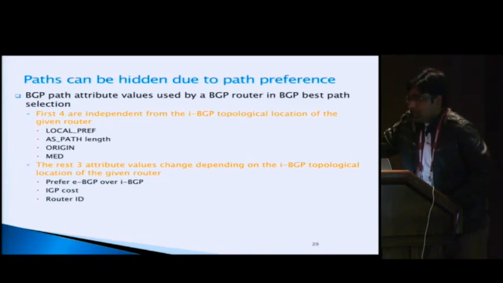So what essentially we need to do is think from the deployment perspective about how I can characterize my path diversity, whether the existing prefixes are hidden by my policy, which is the BGP best path selection algorithm attributes, or because of my route reflector deployments.